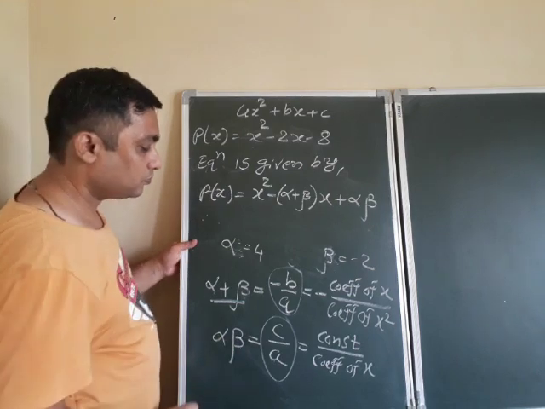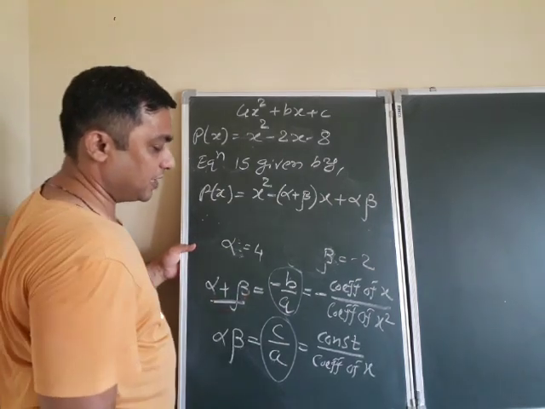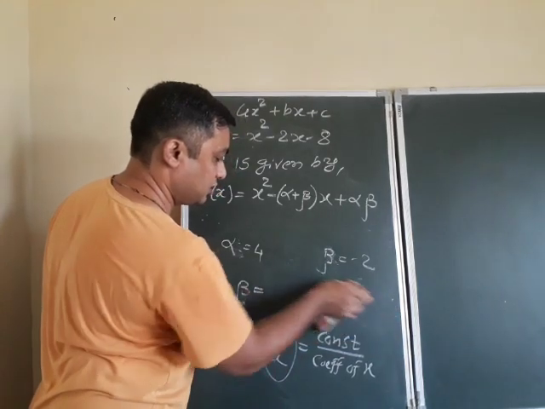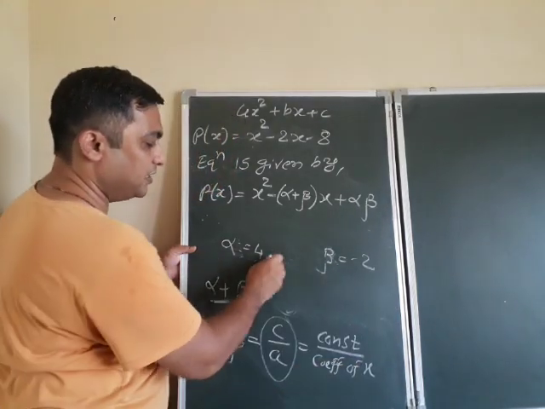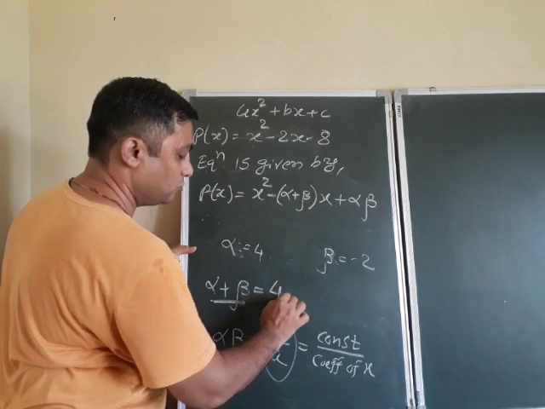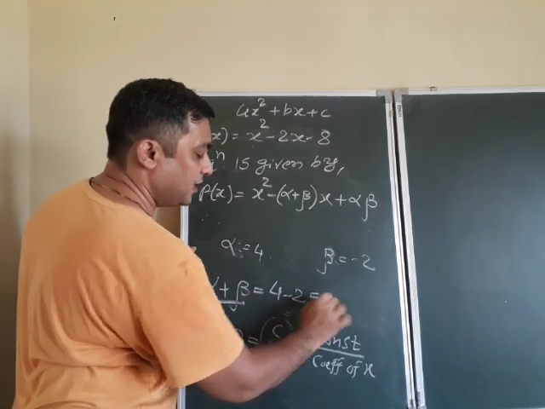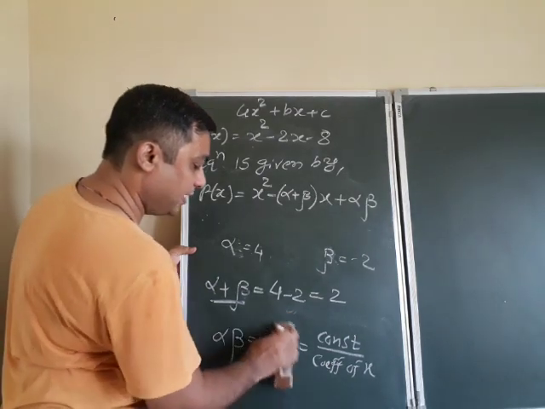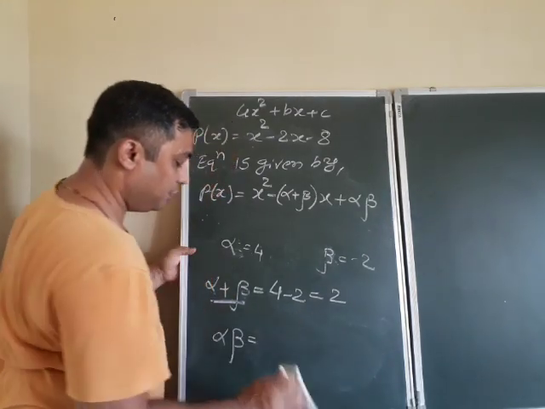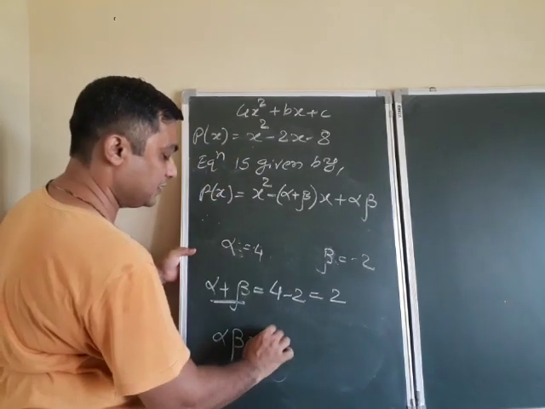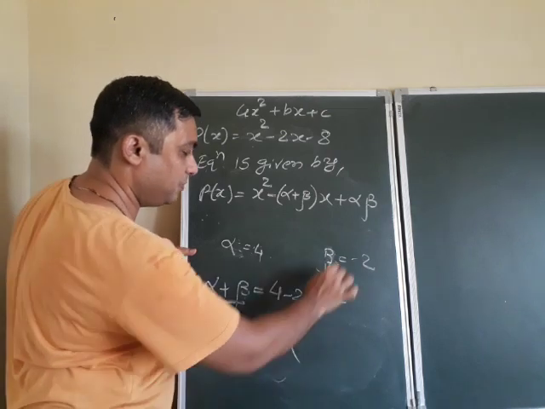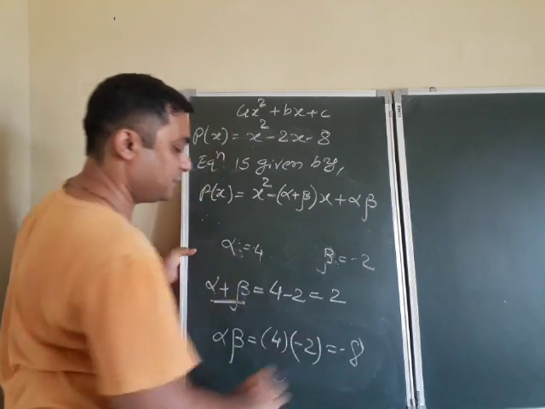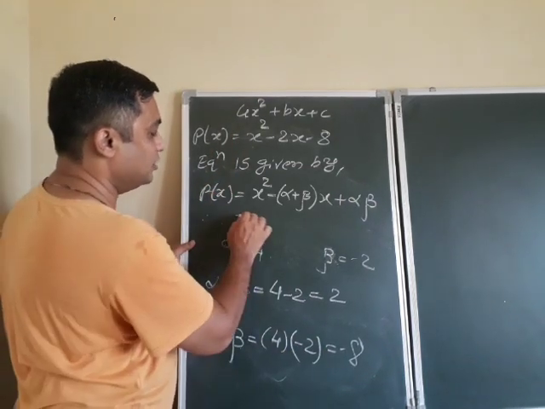See, here alpha plus beta. If you proceed, what is alpha plus beta? It is 4 minus 2. So 4 minus 2 is equal to 2, right? And what is alpha into beta? If you find alpha into beta, alpha is 4. And what is your beta? Beta is minus 2. So 4 into minus 2 is minus 8. Now substitute the values here.